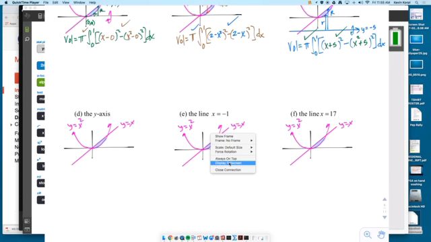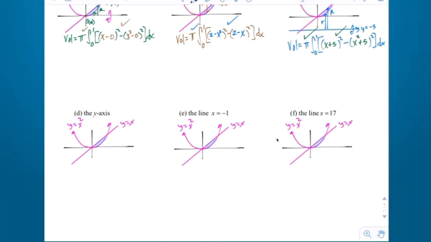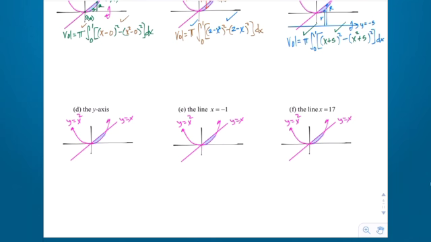Added a topic: L'Hopital's rule and improper integrals. Okay.